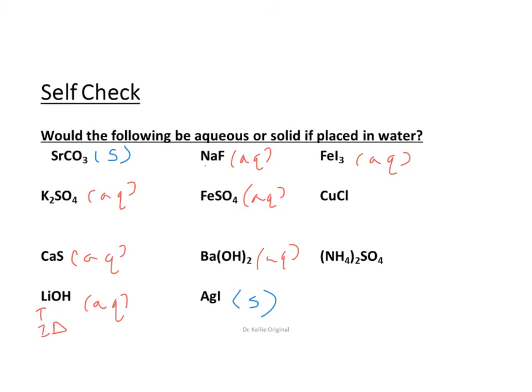Then we have copper 1 chloride. Anything that contains chloride will dissolve in water, so it'll be aqueous. Then we have ammonia, and anything that contains ammonia will dissolve in water. So that's it. Chemistry is easy, life is hard. Let's keep moving.